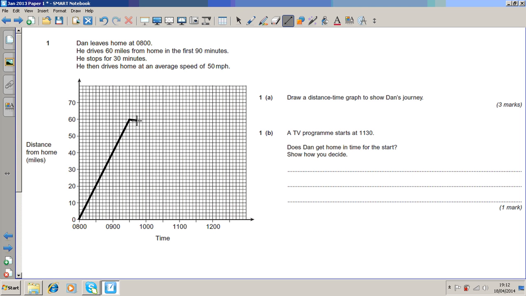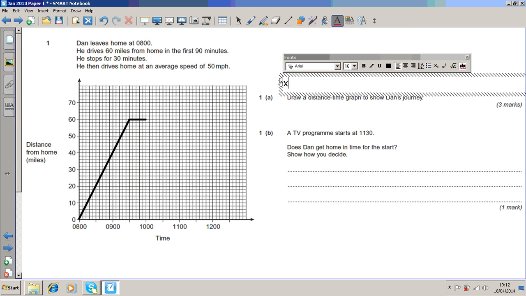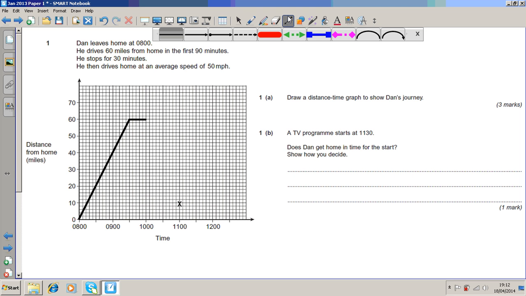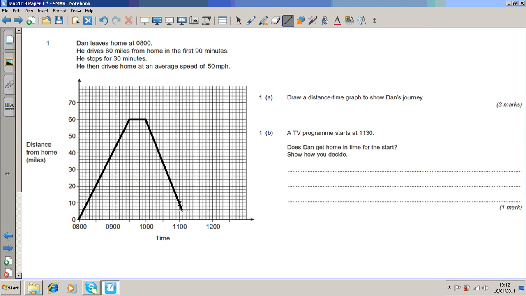He stops for half an hour. Well, 9:30 for 30 minutes gives me 10 o'clock. And now the bit that's just slightly trickier. Let's get a point. He then drives home at an average speed of 50 miles an hour. Well, at 10 o'clock, by the time he gets to 11 o'clock, he's gone 50 miles. Or 60 down to 50 miles is 10 miles. So he's going to get to that point there. That's the way I look at it. So if I join this up to there, but then he's obviously going to carry on his journey all the way home, we're only going to get to there.